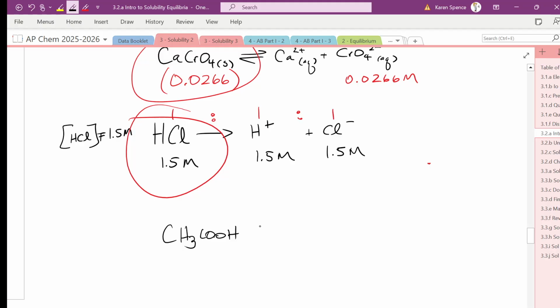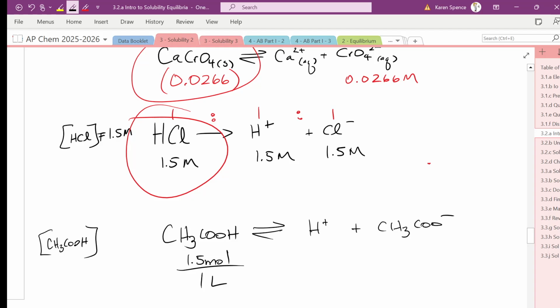So, if I have this thing and it dissociates into H plus and CH3COO minus, but I put 1.5, if I say I've got a concentration of 1.5 molar CH3COOH, that means I dissolved 1.5 moles in 1 liter. I don't care how much dissociates. That's how much dissolved. Some of it doesn't dissociate, some of it does dissociate, but that's how many moles of it I put into 1 liter.